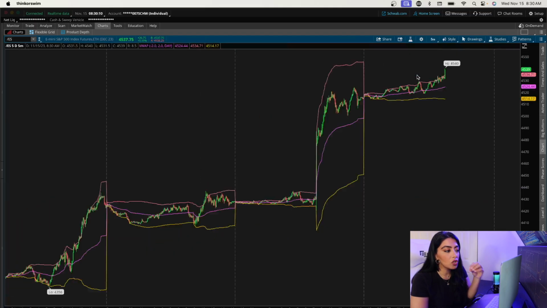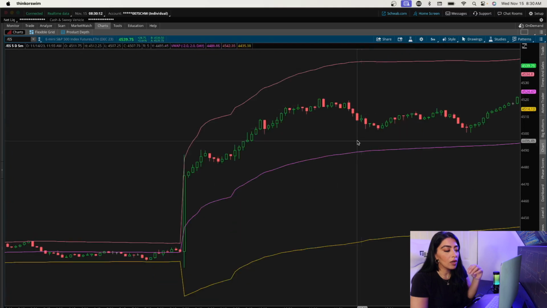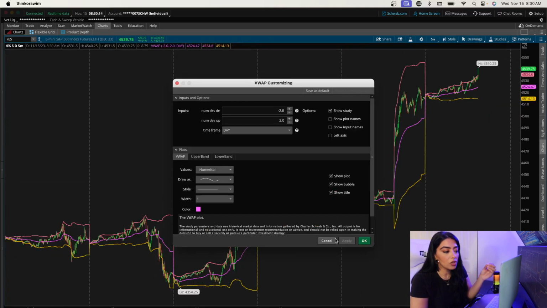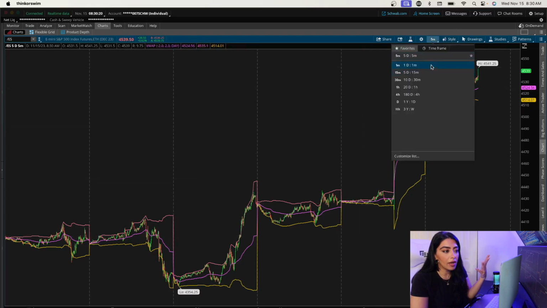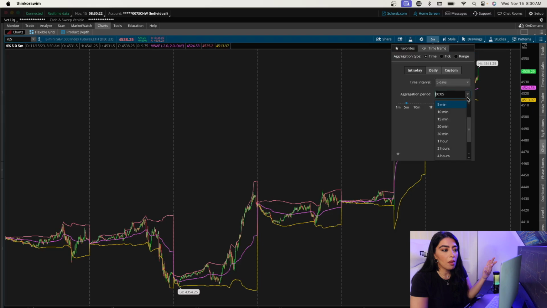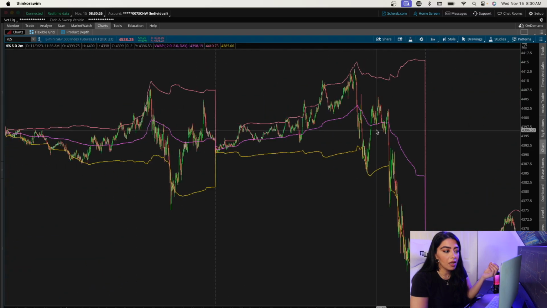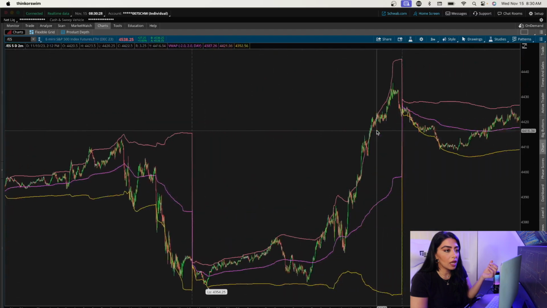VWAP is an intraday indicator, meaning that you can only utilize it on an intraday time frame. 2, 1, 5, 15, anything over 15 minute, I usually find that it's not very helpful. I like to utilize the VWAP on the 5 and 2 minute time frames. They are the most helpful time frames in my opinion. Like I said, it is an intraday indicator.